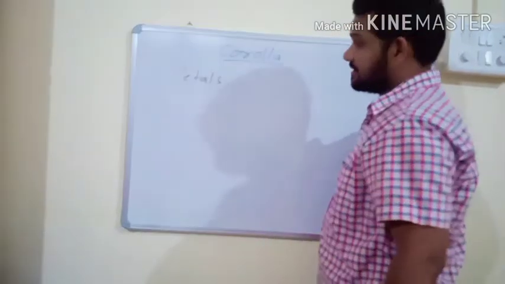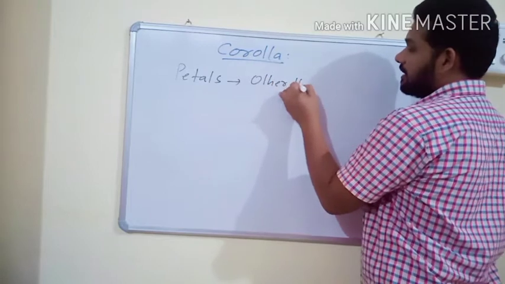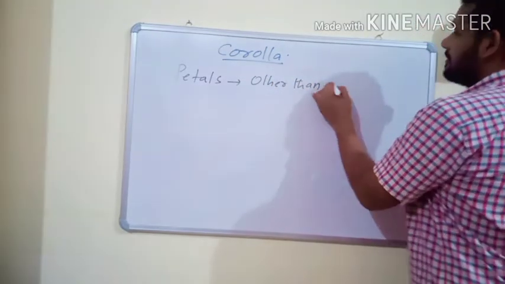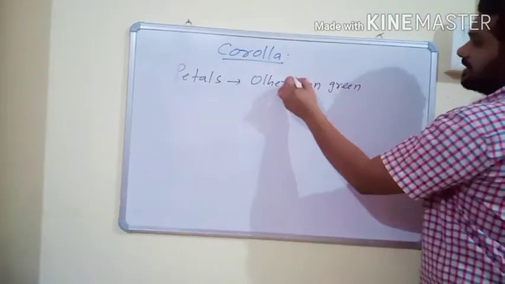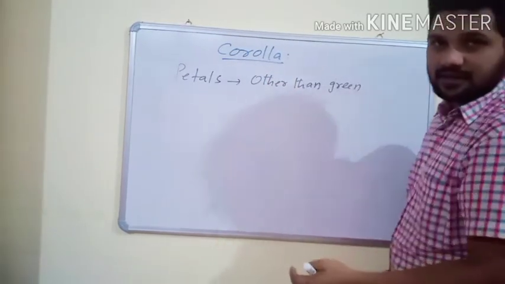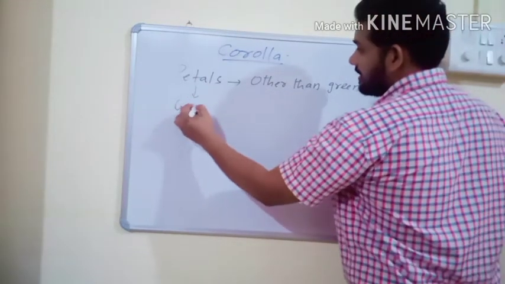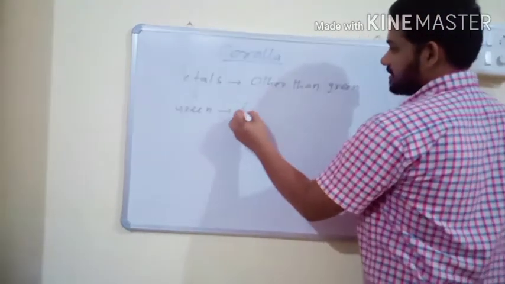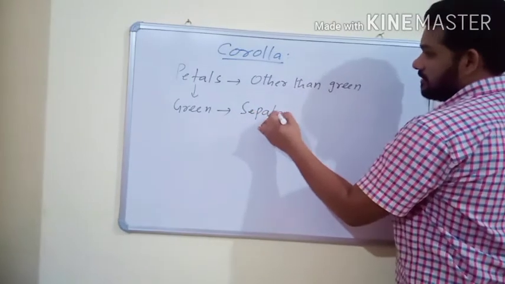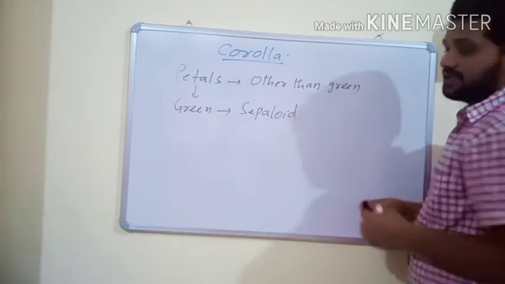is called a petal. Petals are usually brightly colored, and they appear other than green in color. Sometimes, if petals appear green in color, then these petals are called sepaloid. The petals are called, or the corolla is called, petaloid.